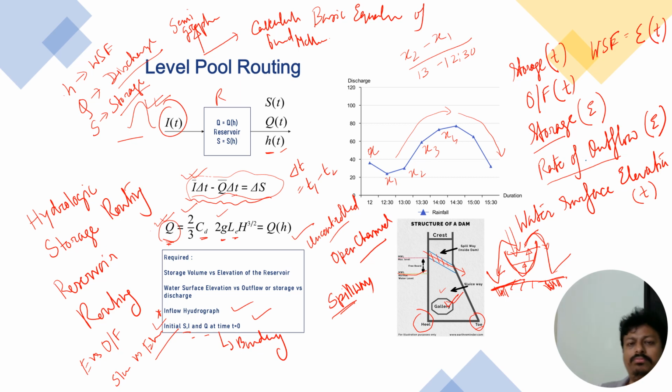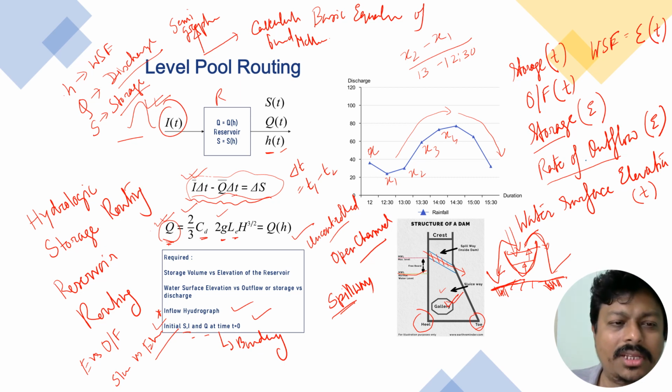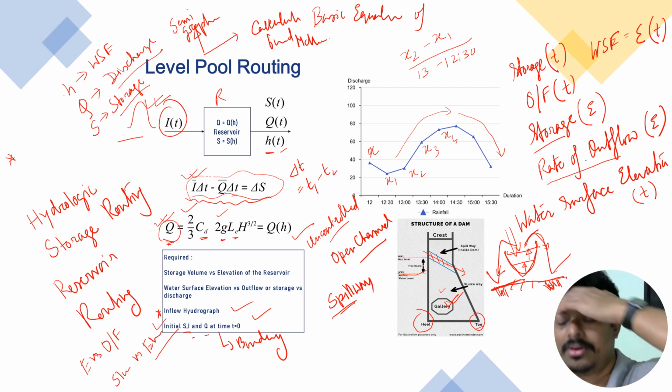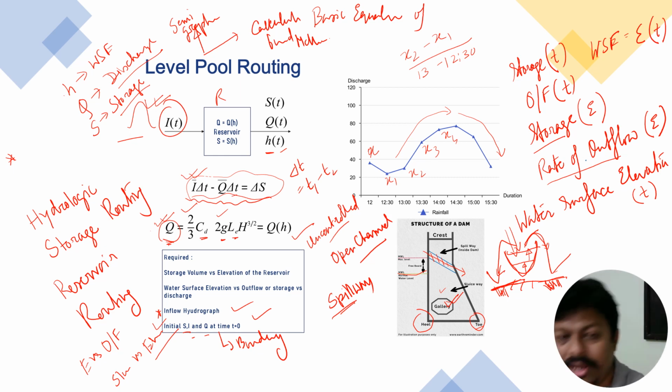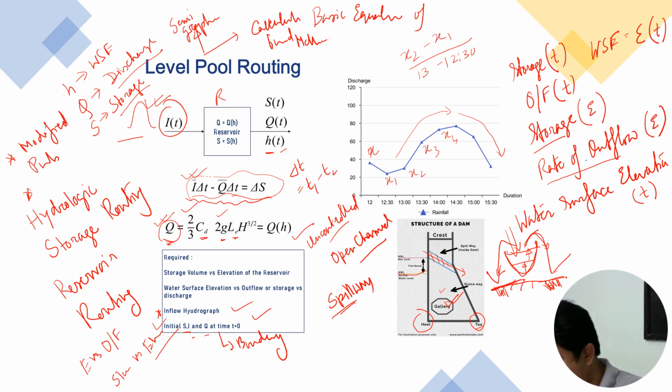In the next few videos, I think within the next 3 videos, I will discuss the 3 hydrologic routing methods, namely the modified pulse method, the Goodrich method, and the last one, the 4th order Runge-Kutta method or RK4.